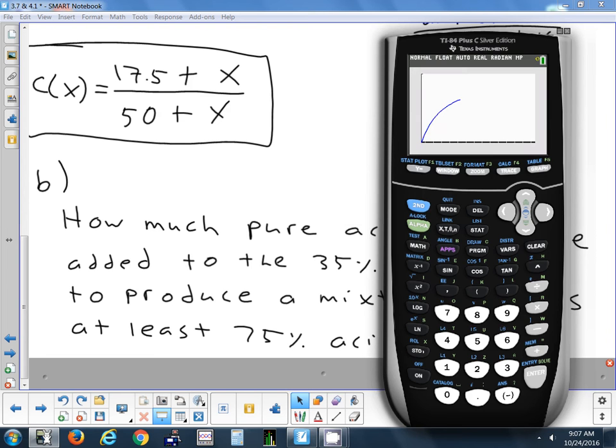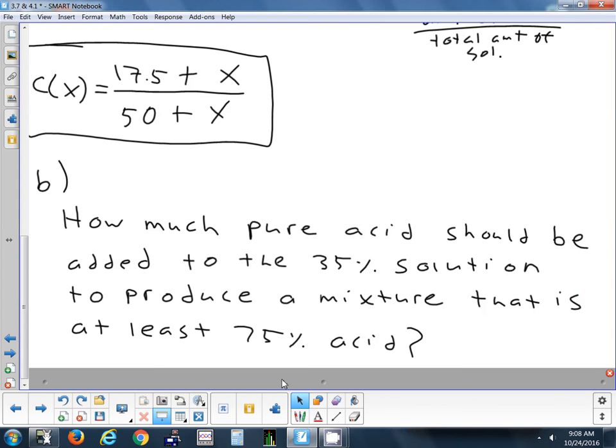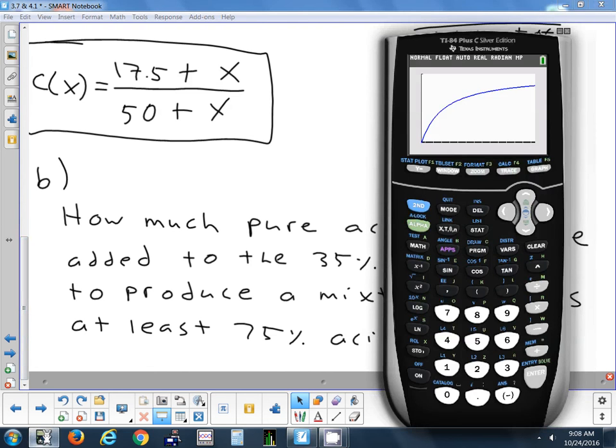If you didn't have a calculator and they asked you to solve it algebraically, all you have to do is fill in 0.75 for the left-hand side: 0.75 equals 17.5 plus x divided by 50 plus x. You would start by multiplying both sides by 50 plus x. Then you'd have a couple steps. You'd bring all your x's to one side and all your numbers without x's to the other. But it's just a basic Algebra 1 equation. Any questions on how you'd solve that if I asked you to do it algebraically?